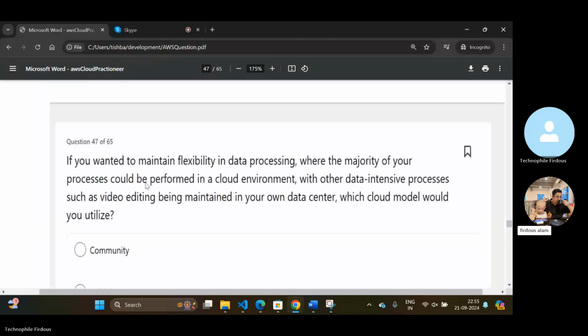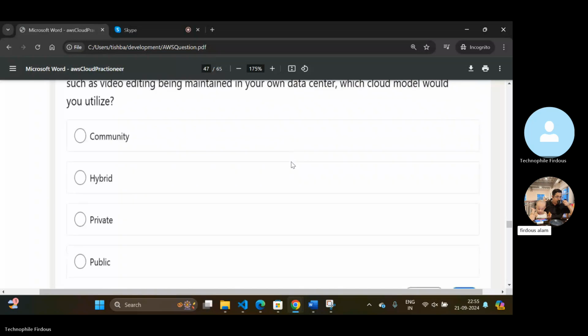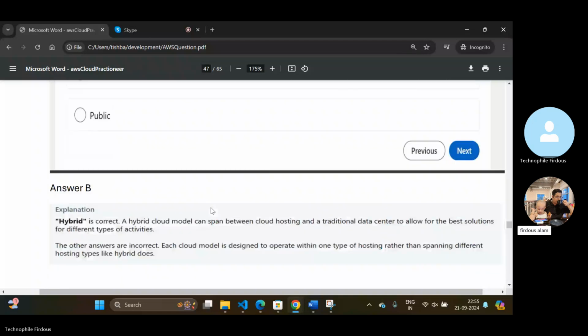Okay, let's come to the next question. If you want to maintain flexibility in data processing, while the majority of your processing could be performed in a cloud environment, with the other data-intensive work such as video kept elsewhere. This question is asking, you want some features in the cloud and some features in your on-premises data center. So which cloud model should you use? For those kinds of things, we use a hybrid model, where some of your features would be on the cloud and some can be in your own data center. So the answer should be hybrid. You can see the explanation.